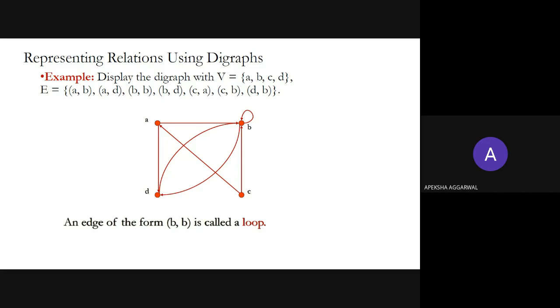Now, this is a relation given to you: AB, AD, BB, BD, CA, CB, DB. You are representing this using directed graphs. Directed means there is an arrow representing direction. First is AB, so you can see a directed arrow from A to B, then A to D, then B to B is a self loop, then B to D, and so on.